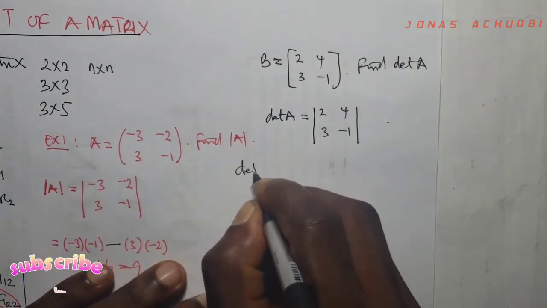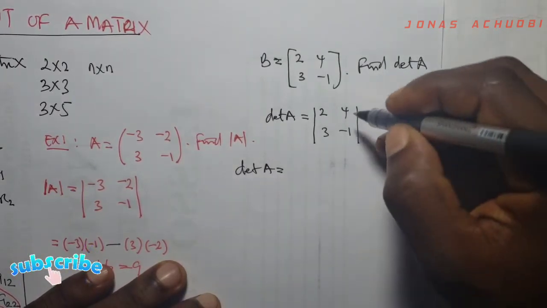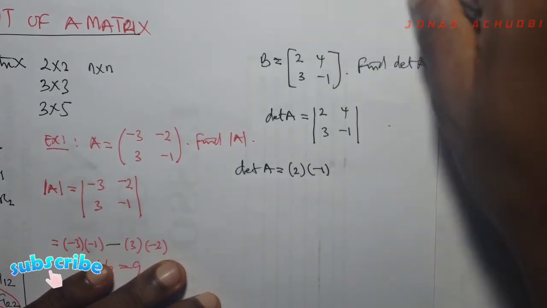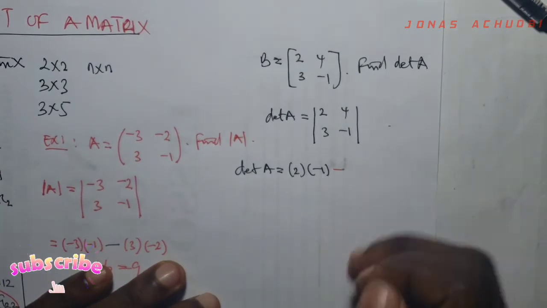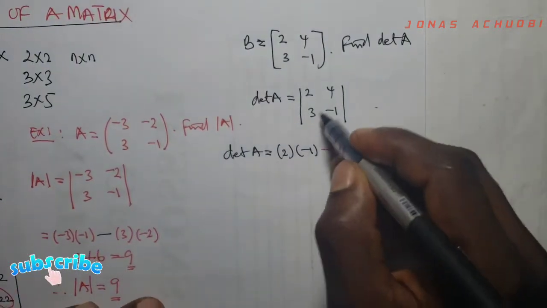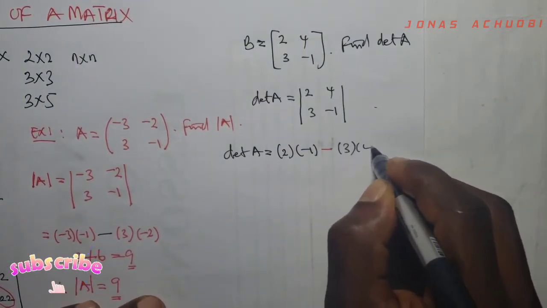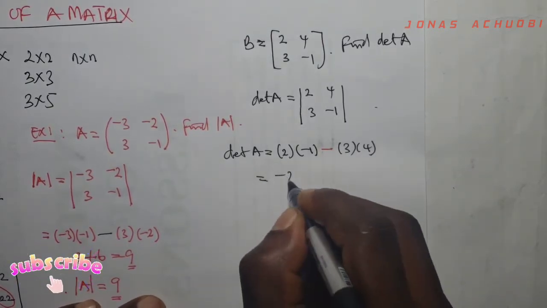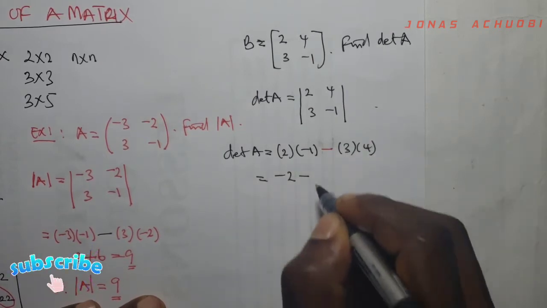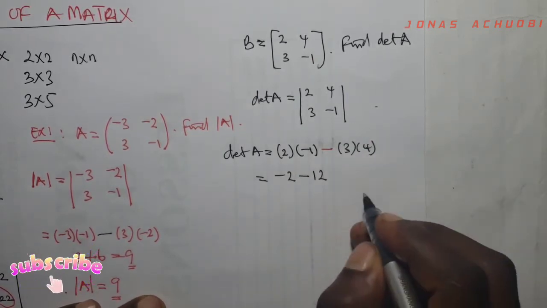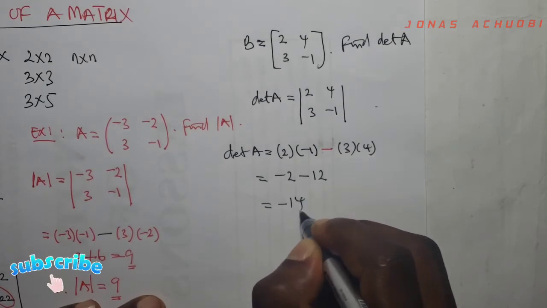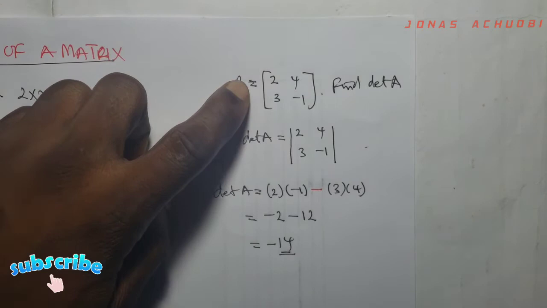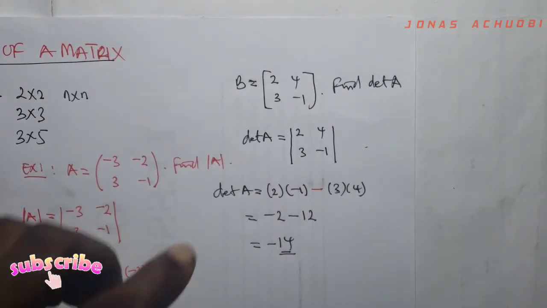So determinant of matrix A will simply be, the diagonal entries are 2 and minus 1. So 2 times minus 1. Then I'll subtract, and I'll say minus the entries of the other diagonal, 3 and 4. So minus 3 times what? 4. So that will give us 2 times minus 1 is minus 2, minus 3 times 4 is 12. So minus 2 minus 12 is what? Negative 14.